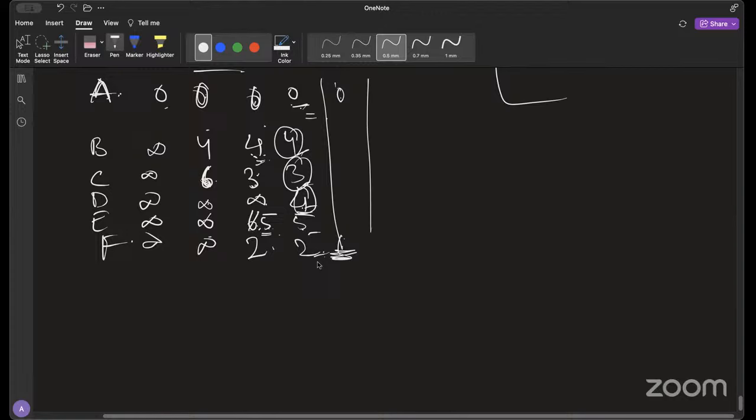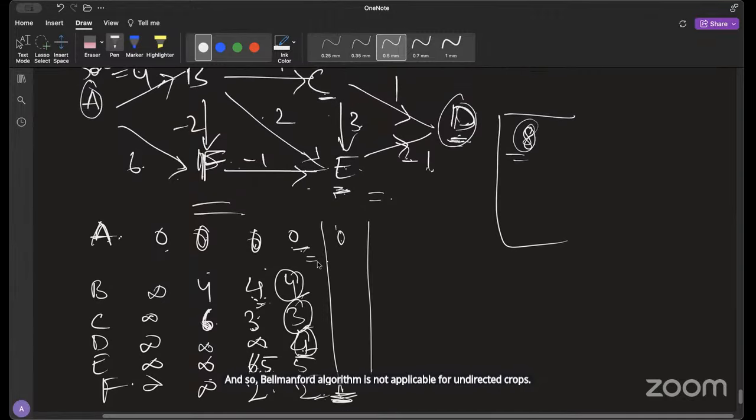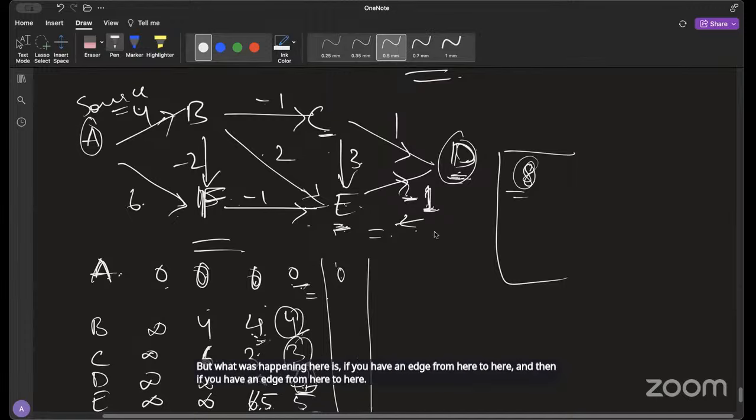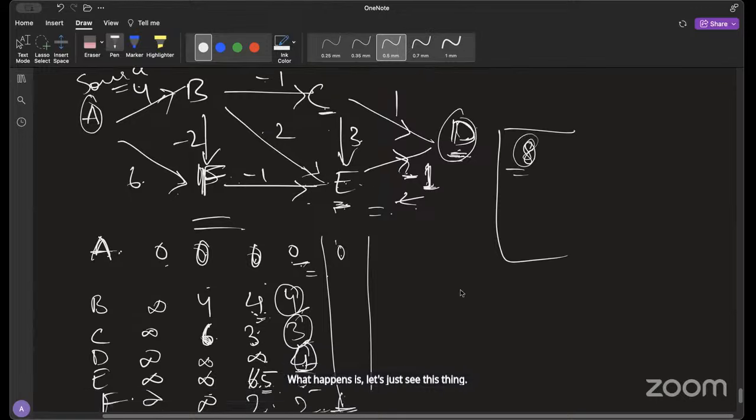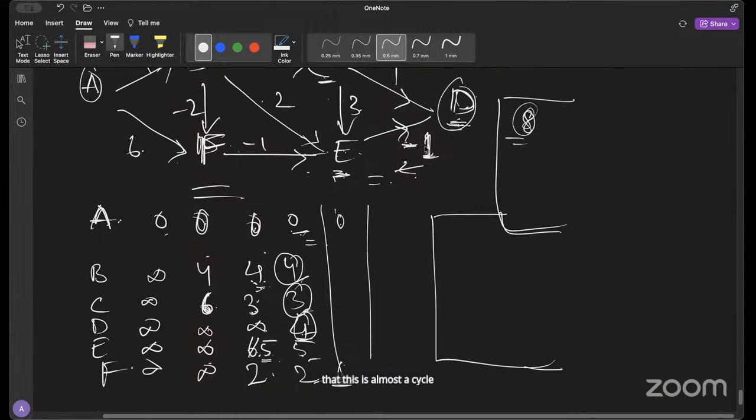Ma'am, so Bellman-Ford algorithm is not applicable for undirected graphs. If you have an undirected graph, as we discussed here, we can't really say for sure. But what was happening here is if you have an edge from here to here, and then an edge from here to here, let's see. The main problem is, I'll just write it. You can do it in that case as well, but the problem here is that this is almost a cycle. It's not actually a cycle by the definition of cycle. E to D is not a cycle, right? But you have -1 here and then you have -1 here. So this is a negative thing.